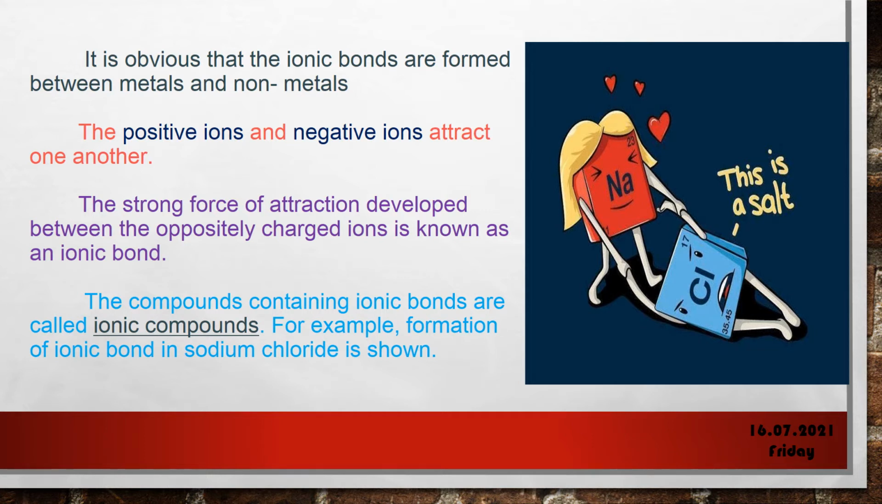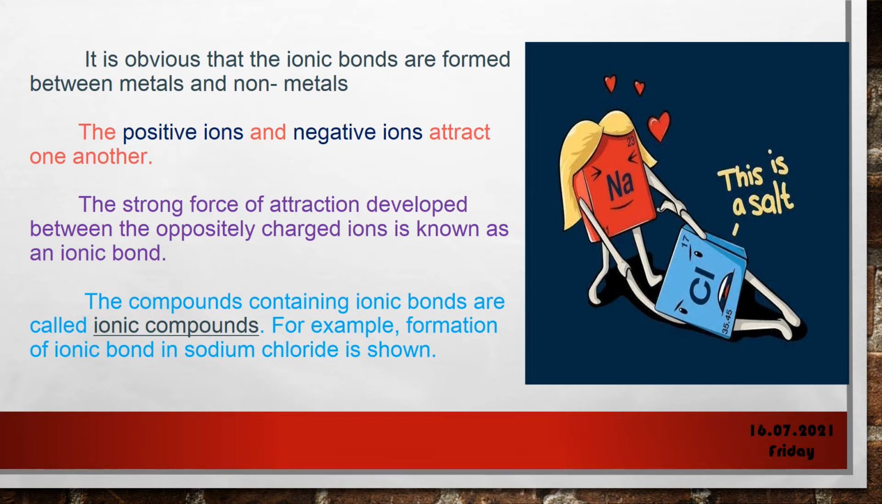The very important thing is that positive ions and negative ions attract one another. Always, positive ions and negative ions attract one another, so the strong force of attraction developed between the oppositely charged ions is known as an ionic bond. So what is an ionic bond? The strong force of attraction developed between the oppositely charged ions is known as an ionic bond.